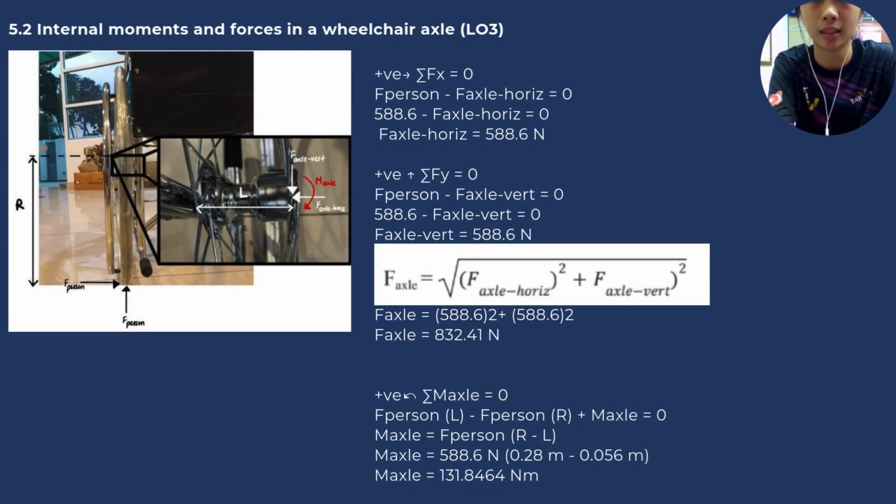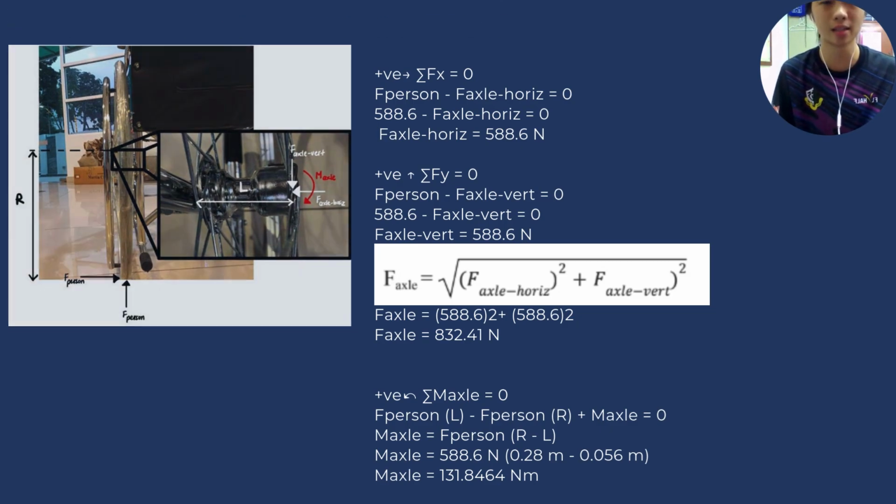Next, we'll calculate the internal moment and forces in a wheelchair axle. Assume that the total Fx equals 0, then we will get the F axle horizontal. Assume that the total Fy equals 0, then we will get the F axle vertical. F axle equals the square root of F axle horizontal squared plus F axle vertical squared. Then we will get F axle. Assume the total moment equals 0, then we will get the moment of axle.